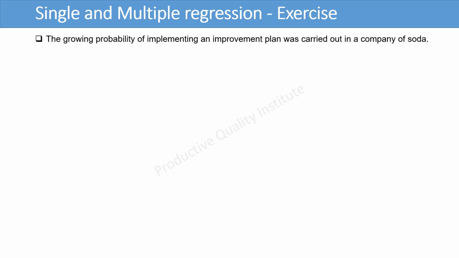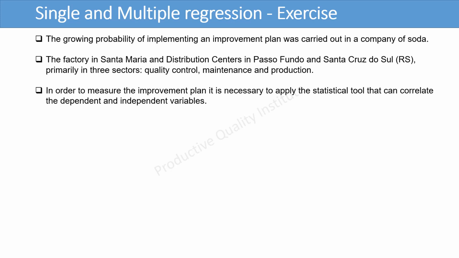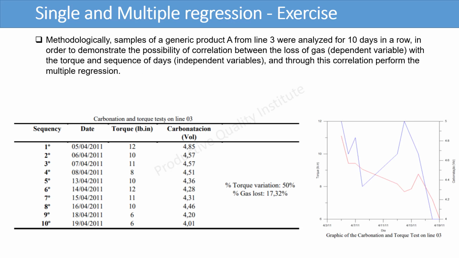The growing probability of implementing an improvement plan was carried out in a soda company. The factory is in Santa Maria and the distribution centers in Passo Fundo and Santa Cruz do Sul, primarily in 3 sectors: quality control, maintenance, and production. In order to measure the improvement plan, it is necessary to apply a statistical tool that can correlate the dependent and independent variables.